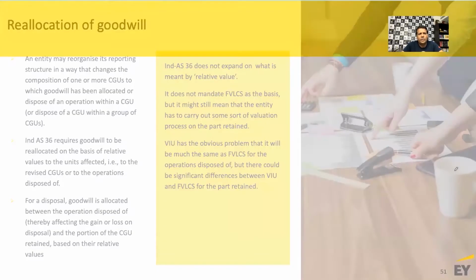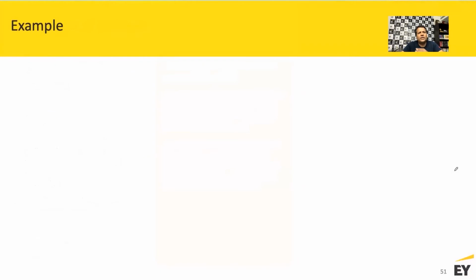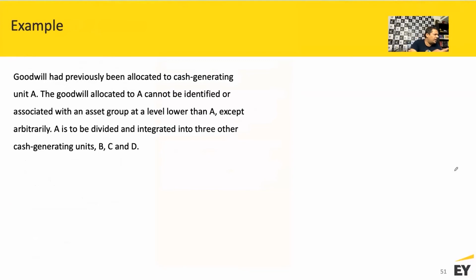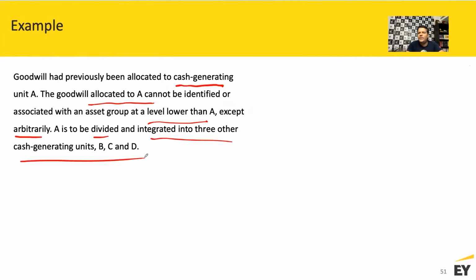Let's try and do this with the help of an example. Goodwill had previously been allocated to the cash generating unit A. The goodwill allocated to A cannot be identified or associated with an asset group at a level which is lower than A except arbitrarily. A is to be divided and integrated into three other cash generating units B, C and D. Now A is getting divided and merged into three different units. How should the goodwill be allocated to B, C and D?